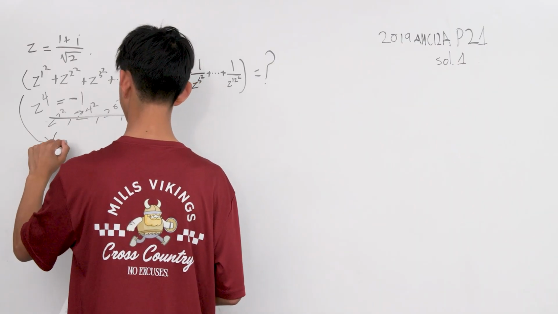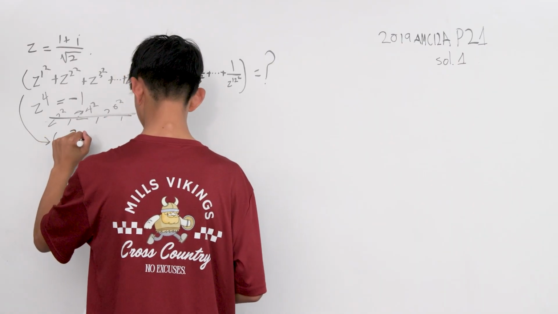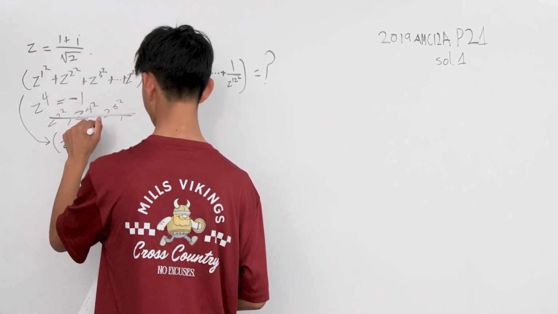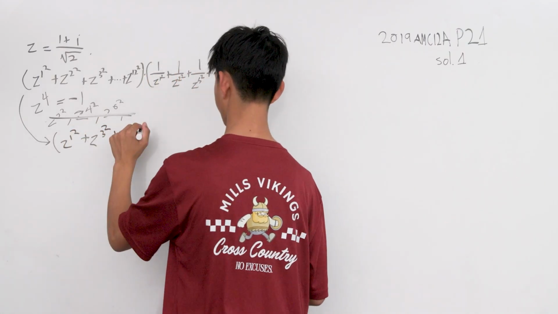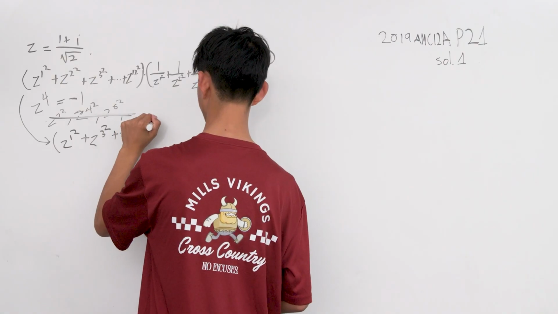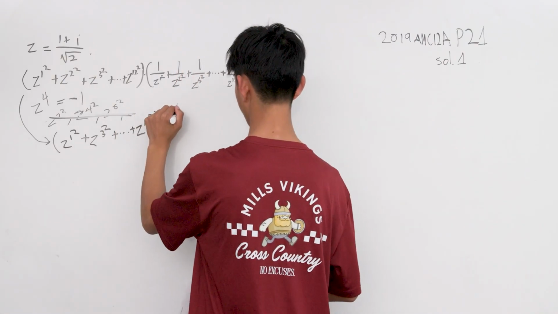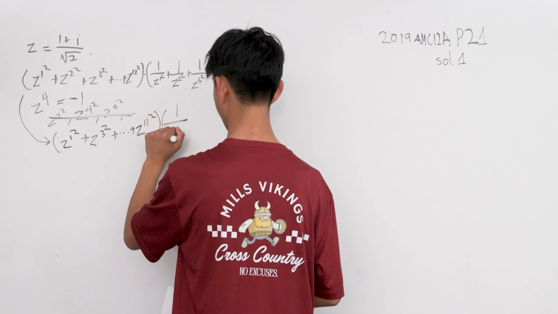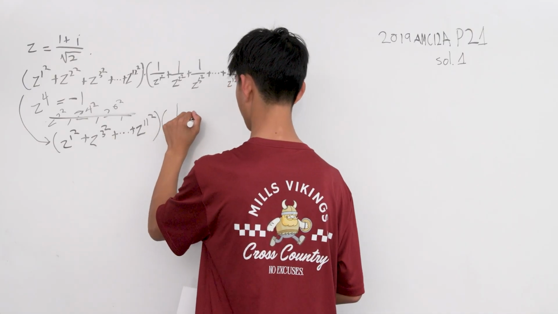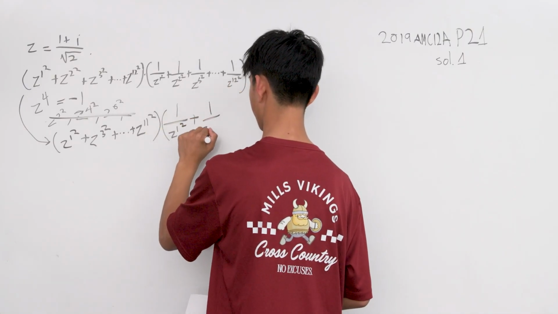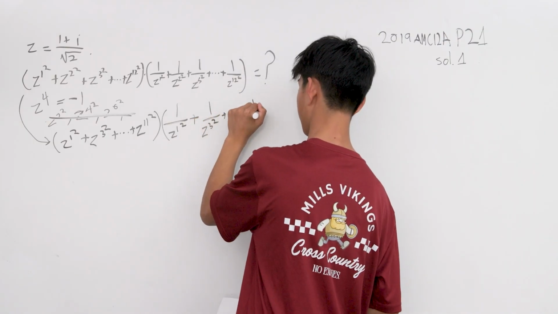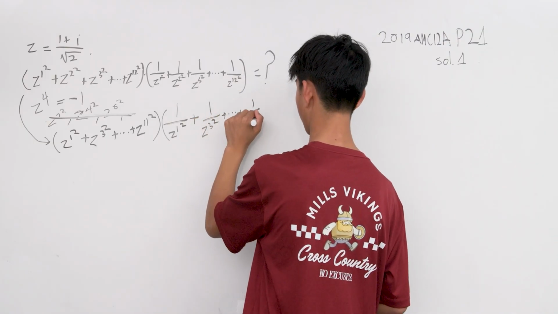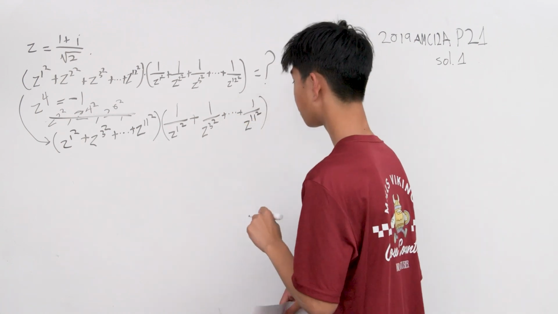So we have z to the 1 squared plus z to the power of 3 squared, dot dot dot, plus our last term, z to the power of 11 squared, times, you do the same thing for the reciprocals, 1 over z to the power of 1 squared plus 1 over z to the power of 3 squared, and our last term, similarly, 1 over z to the power of 11 squared.